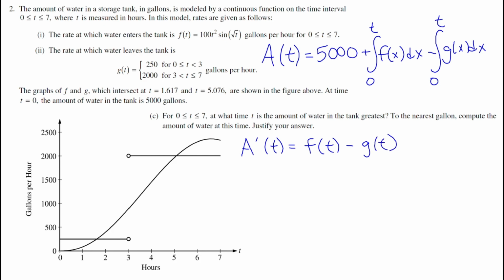Right? Because the derivative of 5,000 is 0, and the derivative of an integral from a constant to a variable of a function is just the function. So that applies for both the f of t and the g of t. So now we want to know, when does this equal 0? When does f of t minus g of t equal 0? Or in other words, when does f of t equal g of t?